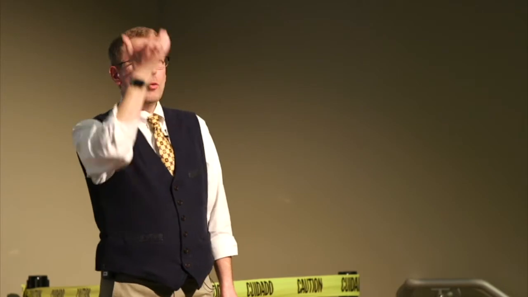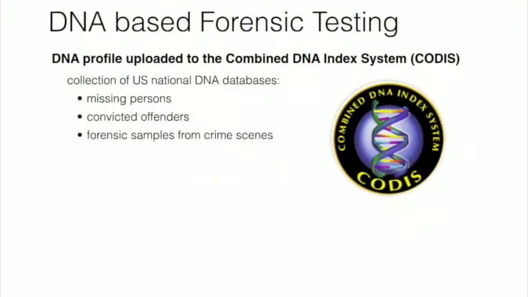Now, generally, you don't use DNA evidence alone. Generally, you're using it in combination with other information. And when you go through and you do these 20 different STRs, you then build what's called a profile, a DNA profile. And that DNA profile is then compared against a database. And this database is called the CODIS, Combined DNA Index System. This is America's DNA database. And it actually is multiple databases dealing with missing persons, convicted offenders, and forensic samples.